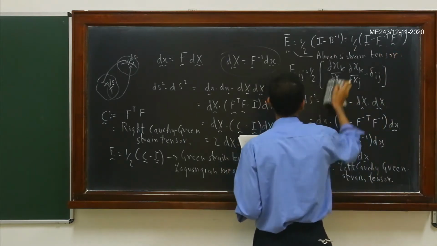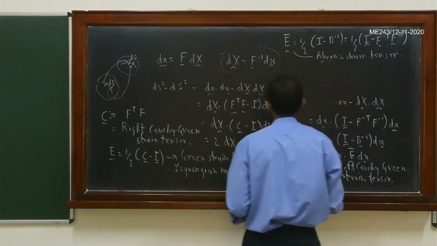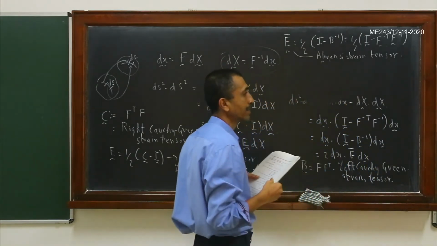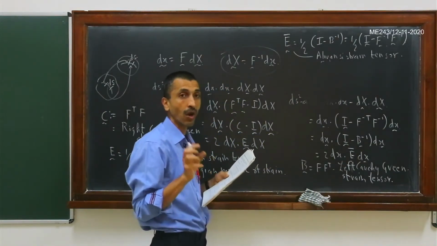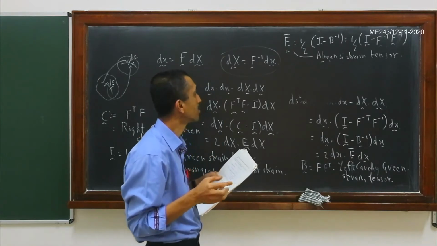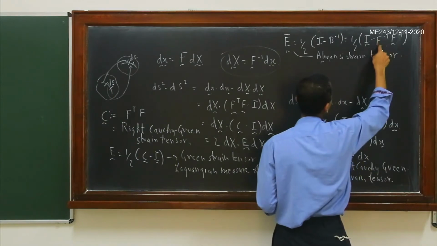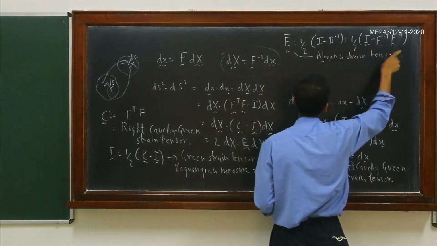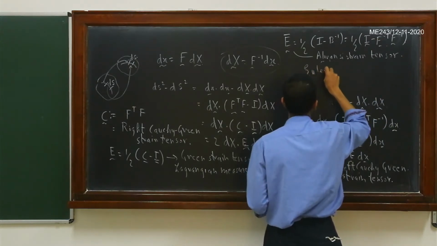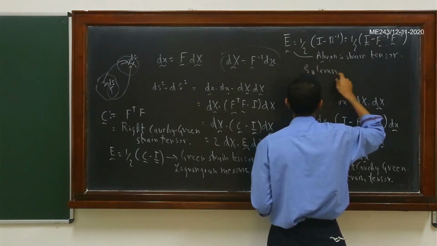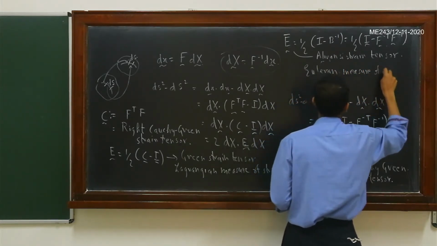It is an Eulerian measure of strain, because last time we saw that F inverse can be expressed as a partial derivative with respect to the small x, which is the spatial position. So you can see that this involves derivatives with respect to small x, and hence it is an Eulerian measure of strain, because it is expressed in terms of the spatial coordinates.